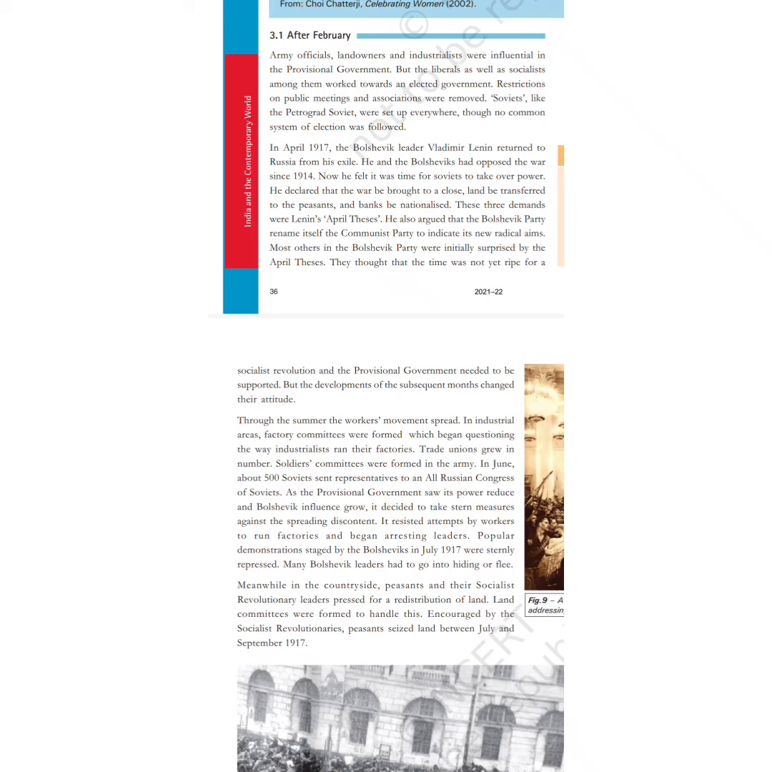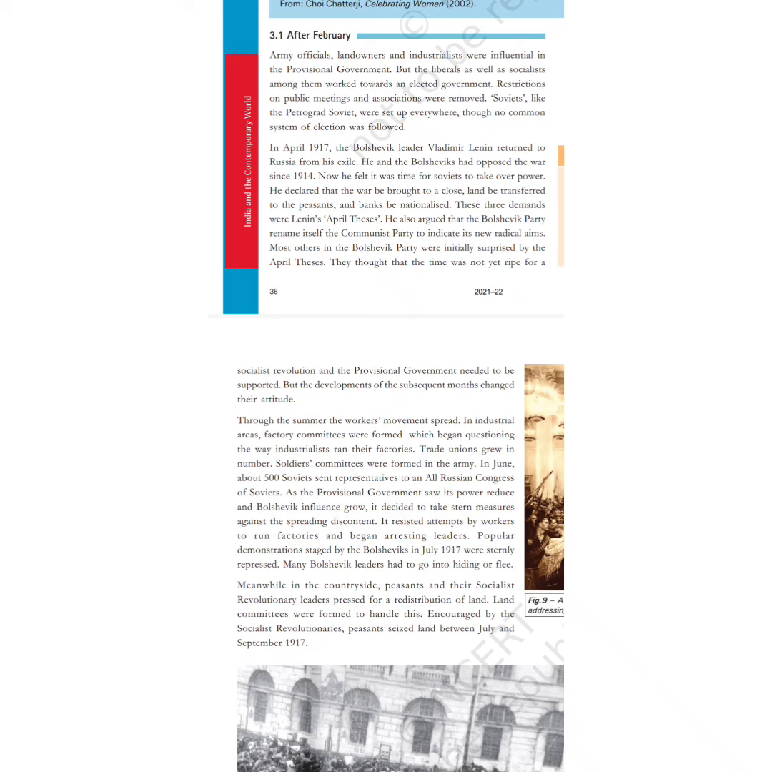Through the summer, the workers' movement spread in industrial areas. Factory committees were formed which began questioning the way industrialists ran their factories. Trade unions grew in number. Soldiers' committees were formed in the army, and in June about 500 Soviets sent representatives to the All Russian Congress of Soviets.